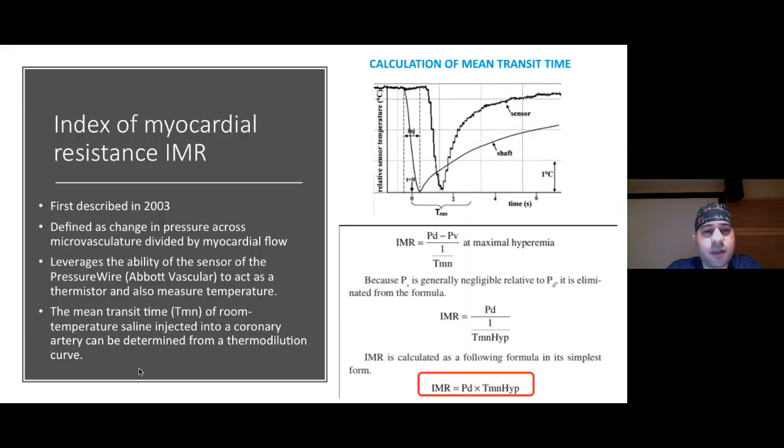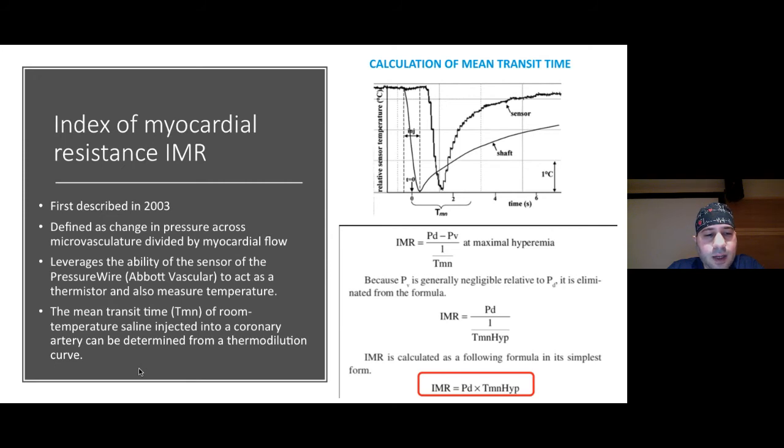So what's the index of myocardial resistance? It was first described in 2003, and it's defined as the change in pressure across the microvasculature divided by myocardial flow. It leverages the ability of the sensor pressure wire from Abbott to act as a thermistor and also measure temperatures.